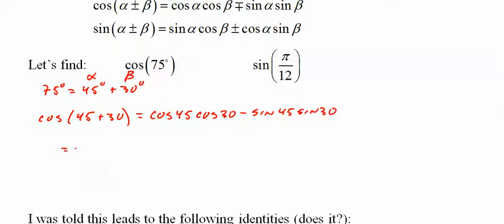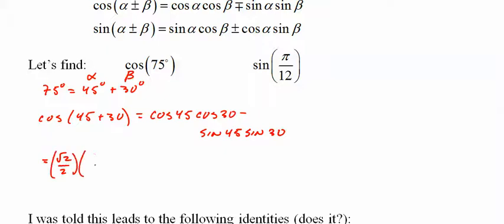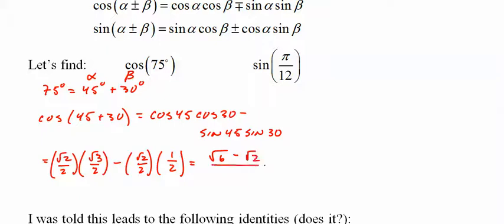Cosine of 45 is root 2 over 2. Actually, I'm going to move this down here. So that gets us root 2 over 2. Cosine of 30 is root 3 over 2. Root 2 over 2. Sine of 30 is 1/2. Apologize for the handwriting, but I do need to keep moving here. You're going to see this combination more often than you'd care to admit.